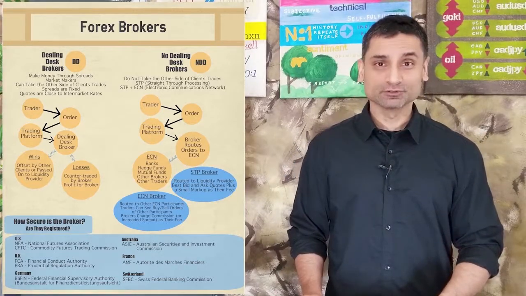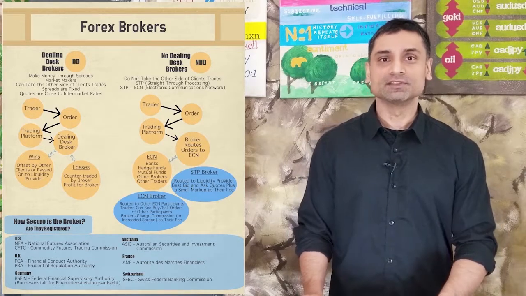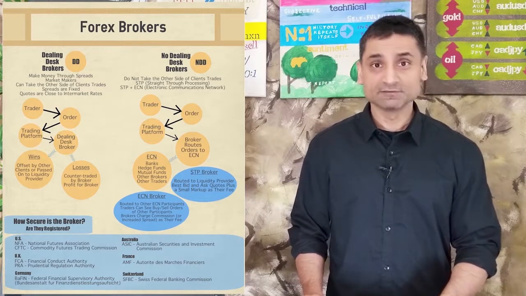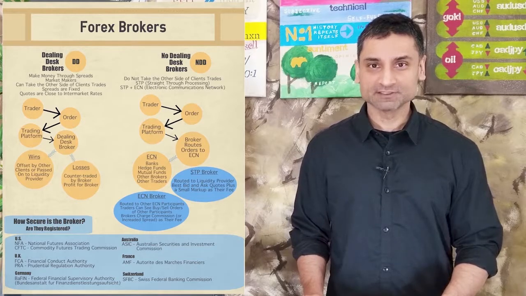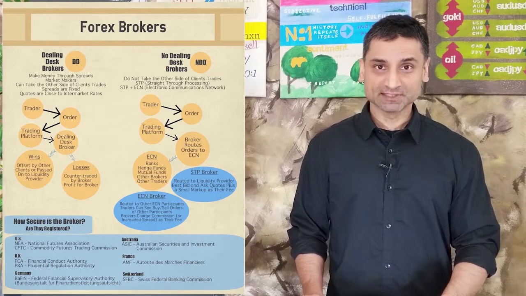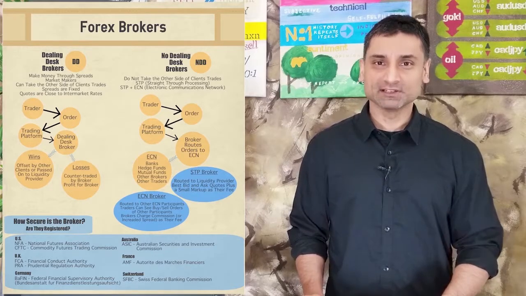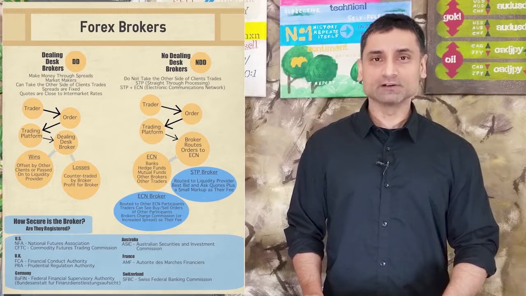Dealing desk brokers are market makers. They will match your order with an opposite order from other customers that they have. If they can't match the order, then they'll take an opposite position themselves. And sometimes they don't even take a position, meaning they are trading directly against you. Since they are a market maker, they can set the spread to whatever they want.